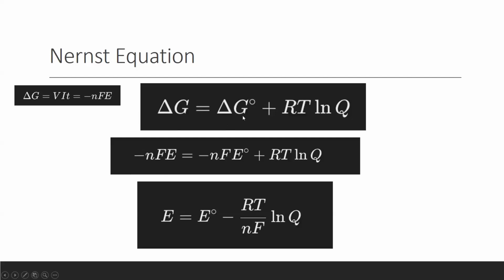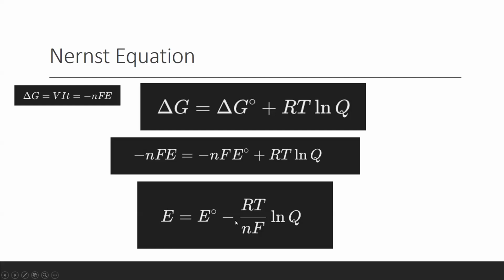And we've said that delta G equals delta G0 plus RT ln Q. We've described that delta G is equivalent to minus NFE. That's equal to minus NFE0, so the voltage under standard conditions. And then our term RT ln Q, which says how far our current concentrations are from these standard conditions, will allow us to calculate our delta G. Now, if we divide all the terms here by minus NF, we get E equals E0 minus RT over NF ln Q. And this is the Nernst equation.